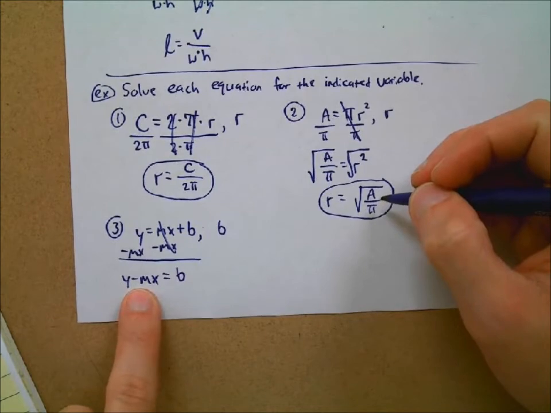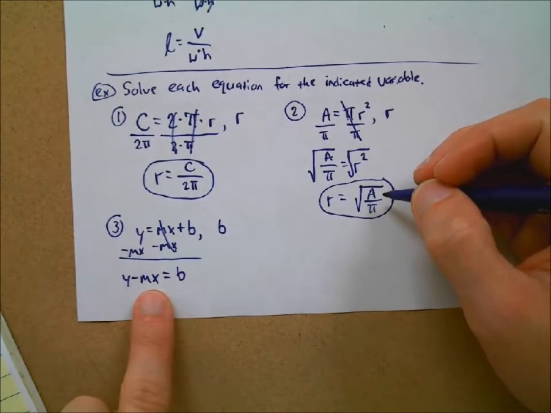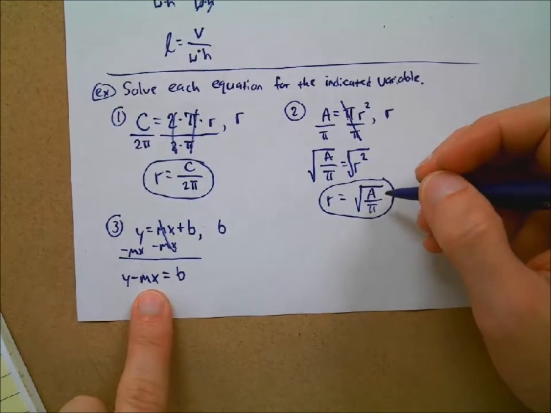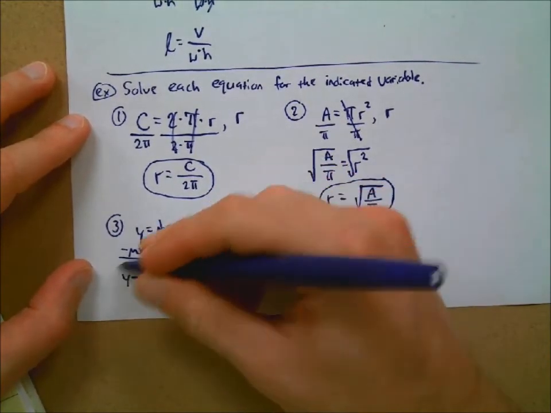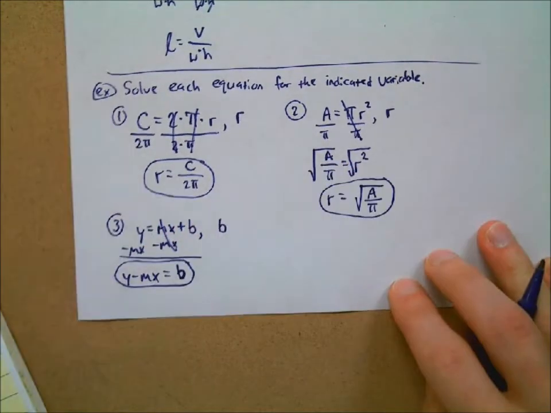Is Matt done here? Did he get the b by itself? Yeah, the b is by itself. He's done. Okay, that's fine. Yeah, that's it. He's got it. Okay, good job, Matt.